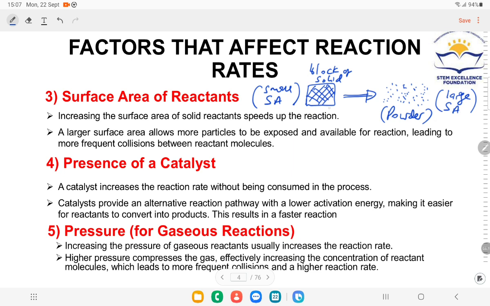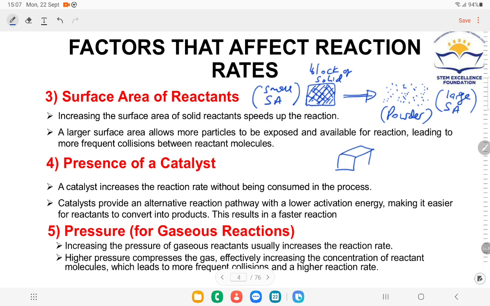And so if you increase the surface area, you will have a faster chemical reaction, because in this solid you can imagine that some of the particles are not exposed, because it's only the outer surface of the solid.